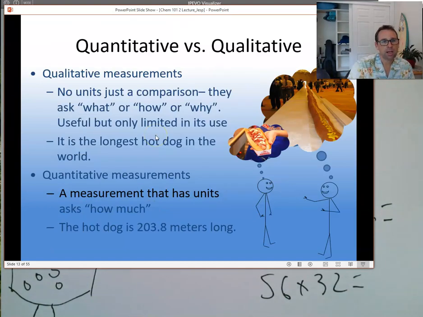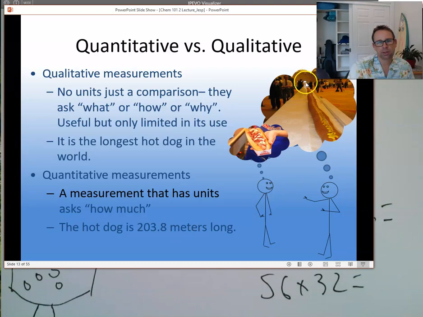If somebody said, I saw the biggest hot dog in the world, it was 203.8. And this person is thinking, I remember seeing a big hot dog at the restaurant down the road. I think I know what he's talking about. Yeah, I saw that hot dog too. It's 203.8. I remember it. It's awesome. What does this person need to say to help the other one know what's going on? What's the unit? That's right. 203.8 meters long. That was the longest hot dog at some point.